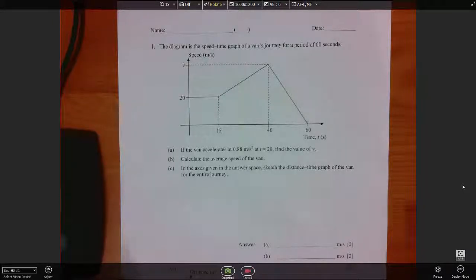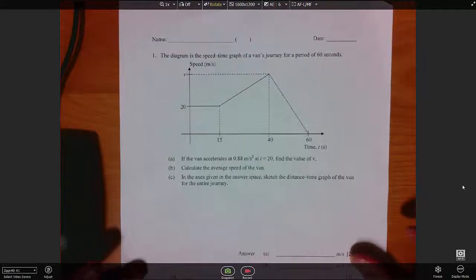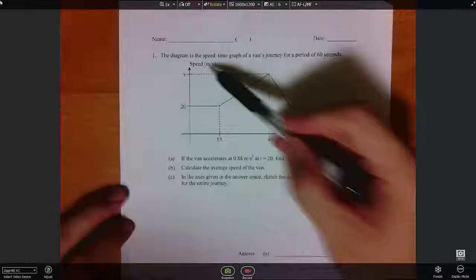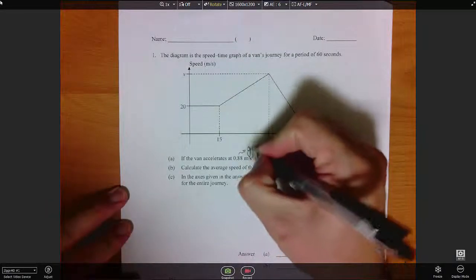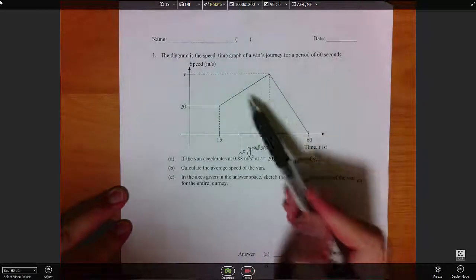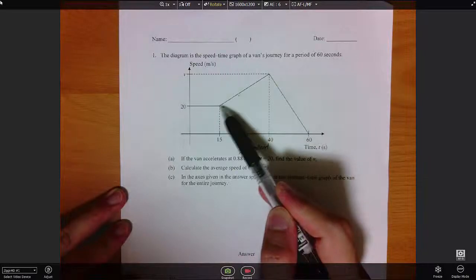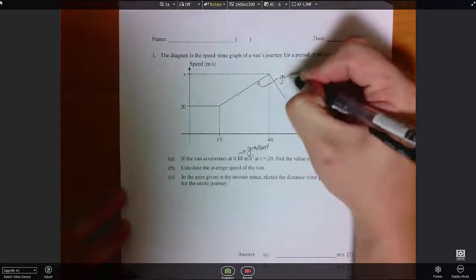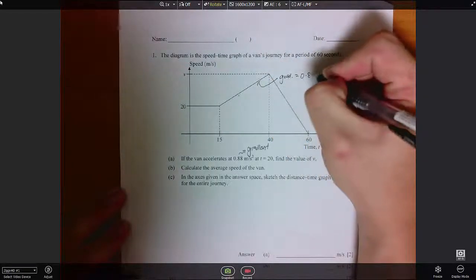Okay, today we have the corrections for the class test on speed-time and distance-time graphs. First, question 1a. The van accelerates at 0.88. If you notice, this is a speed-time graph, so 0.88 actually gives the gradient at t equals 20. So if t equals 20 is somewhere here, it means that for the entire line, the gradient is actually 0.88. So the gradient of this portion here is equal to 0.88.